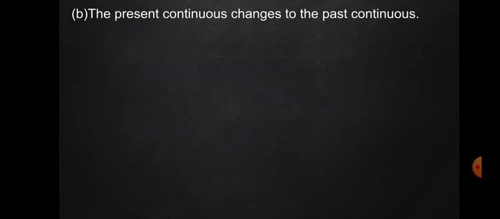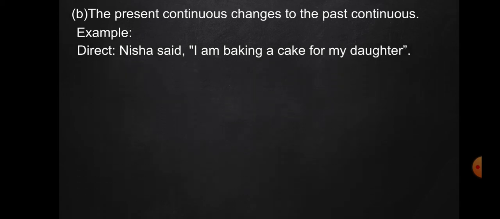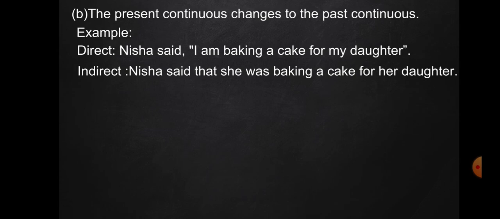Second rule, the present continuous changes to the past continuous. Let's take one example. Nisha said, I am baking a cake for my daughter. So here we can see that the direct speech, I am baking a cake for my daughter, is in the present continuous tense. And this will change to past continuous. Nisha said that she was baking a cake for her daughter.